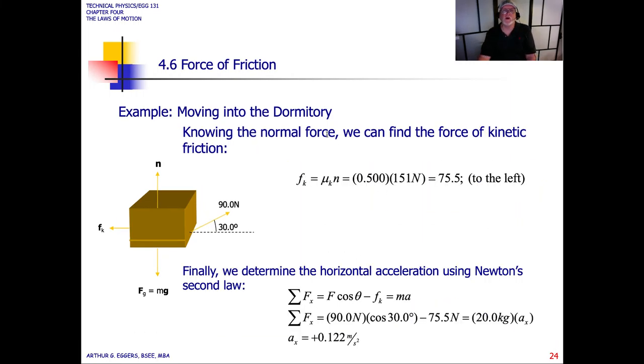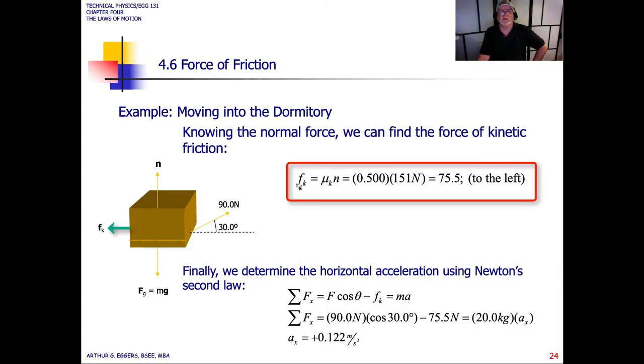So now, knowing the normal force, we can find the force of kinetic friction. So we go back to the definition. The definition says F sub k is equal to mu k times N. Mu k was given to us as 0.5. And now we know the normal is 151 newtons. So the kinetic frictional force is 75.5, and that's to the left, because that's pulling back in this direction.